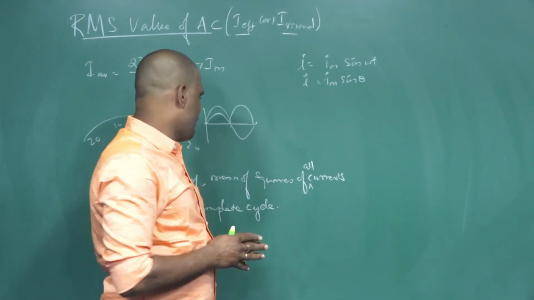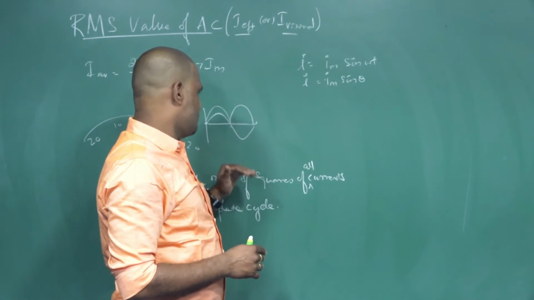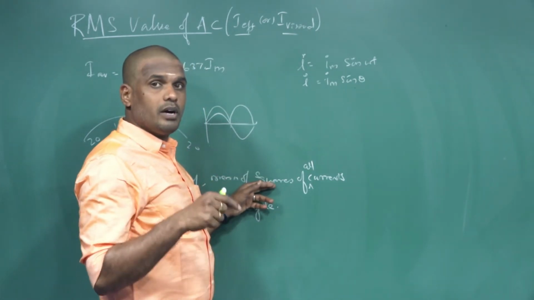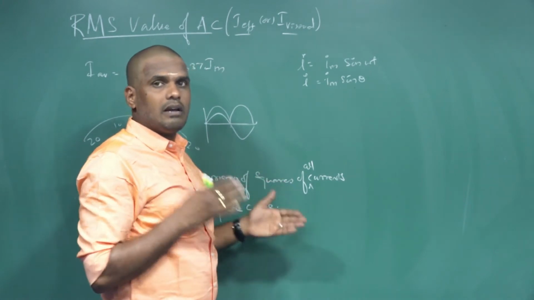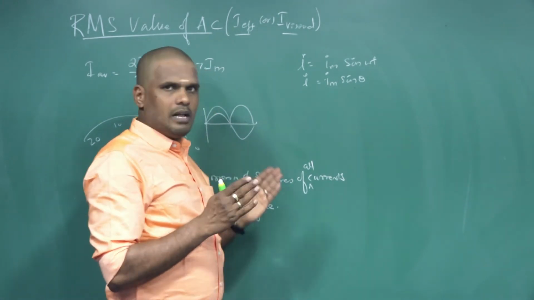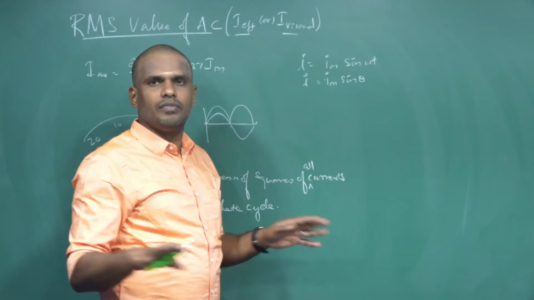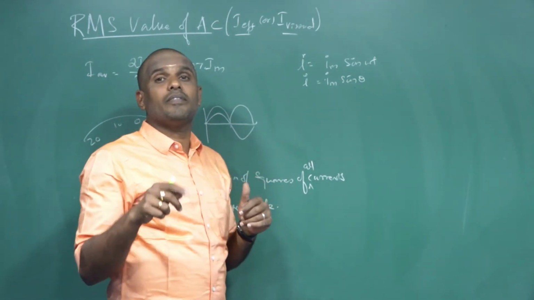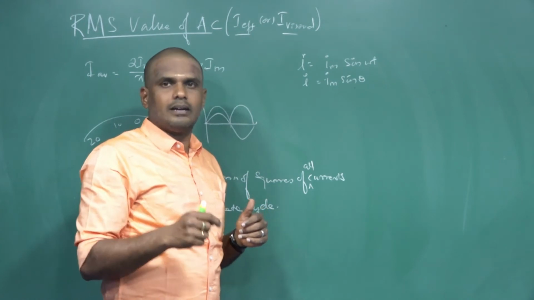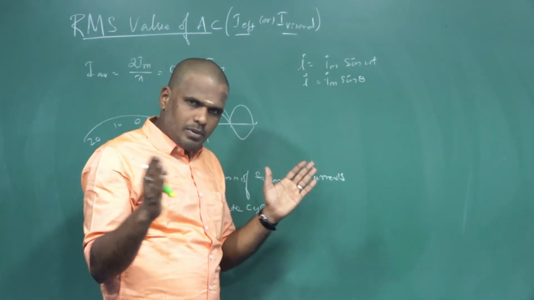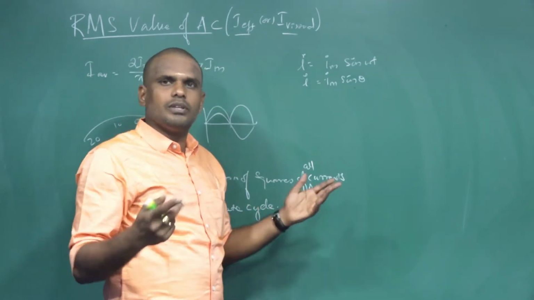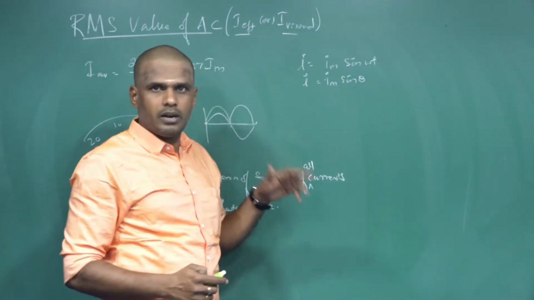Before doing that, you have to speak about this particular condition. If you are taking the mean of the square of all the currents, how will you calculate the mean? You have to sum up all the currents and divide by that many number of current values. If there are n number of square currents, then you have to sum up all the n number of square currents and then divide it by n, so that you will get the mean of the square of all currents.